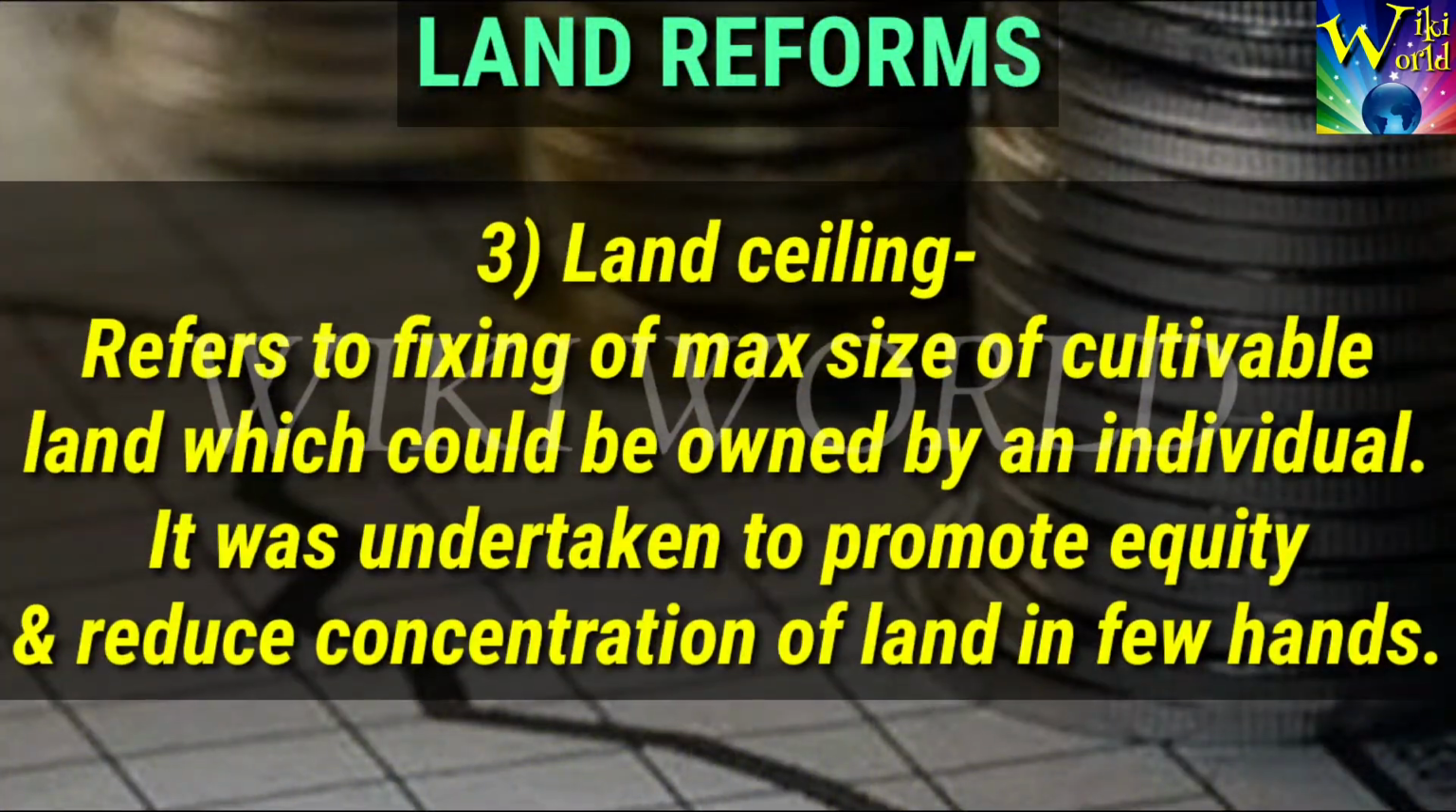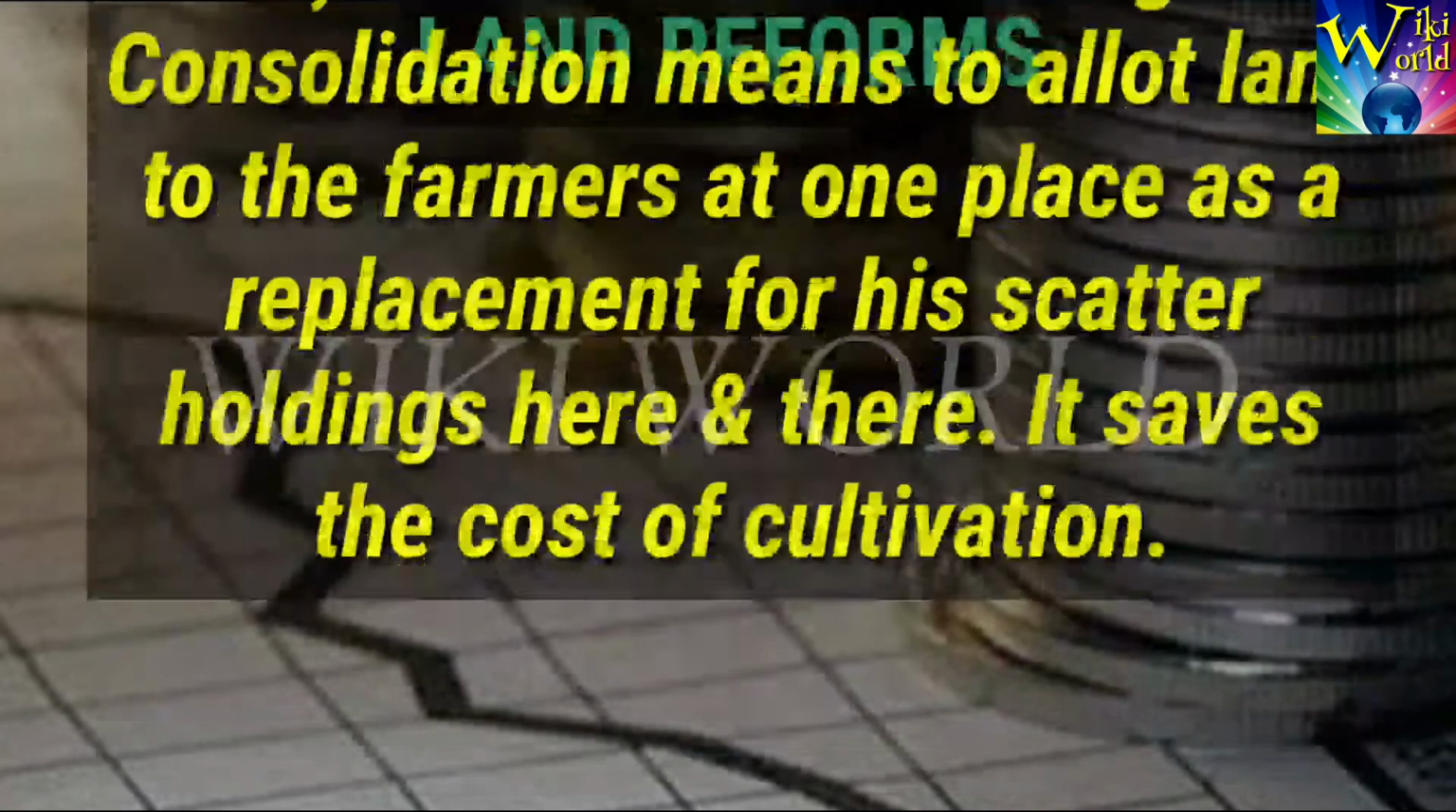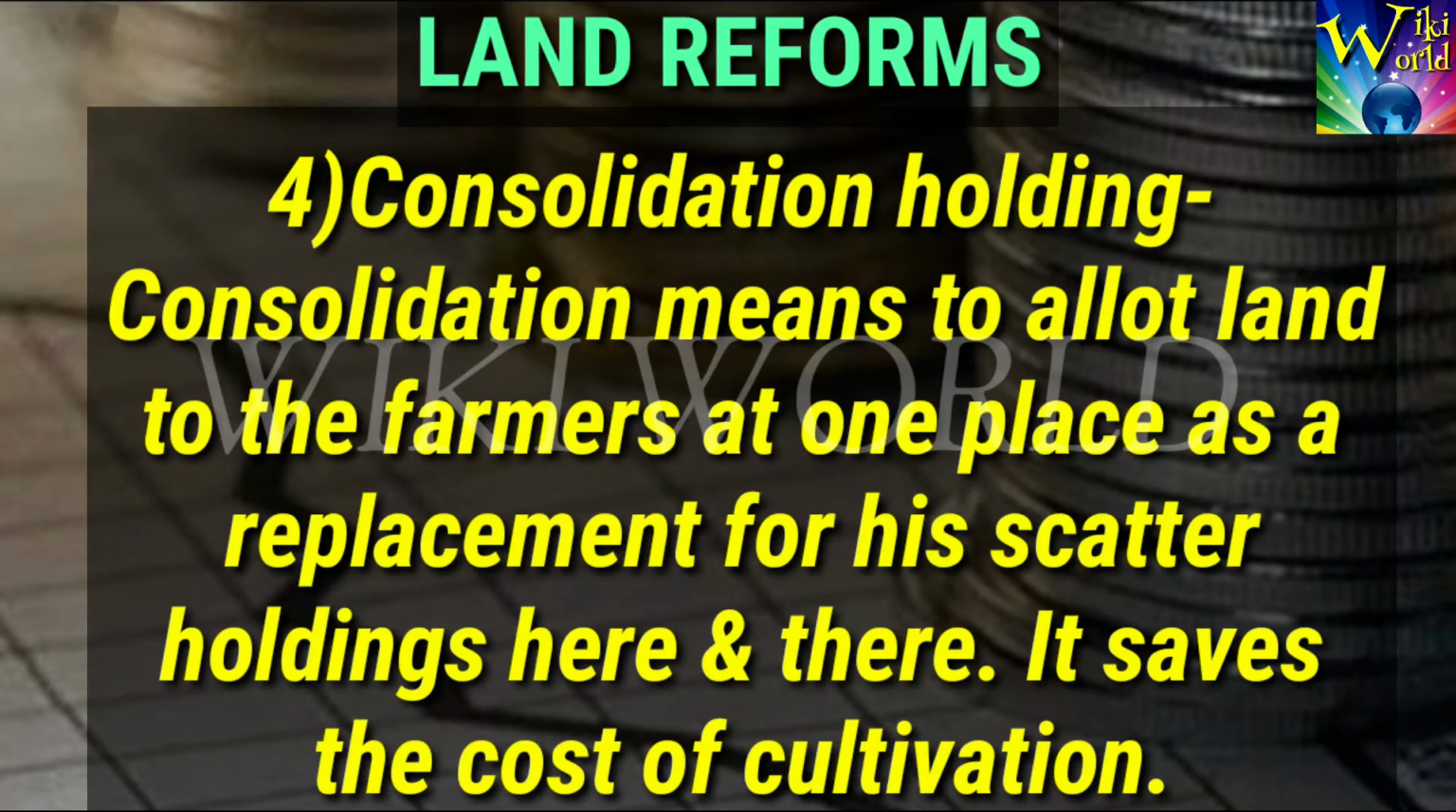Third, land ceiling. It refers to fixing of the maximum size of cultivable land which could be owned by an individual. It was undertaken to promote equity and reduce concentration of land in few hands. Fourth was consolidation of holdings. Consolidation means to allot land to the farmers at one place as a replacement for his scattered holdings here and there. It saves the cost of cultivation.